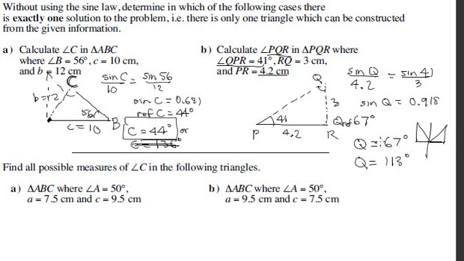Would this work? 67 plus 41 makes 108 degrees. Yeah, that's fine. That leaves 72 degrees for down here, so that's no problem. If Q is 113, then we have 113 plus 41 makes 154 degrees, which would leave us with 26 degrees for down here. Also valid. So in this case, I believe both angles are okay.